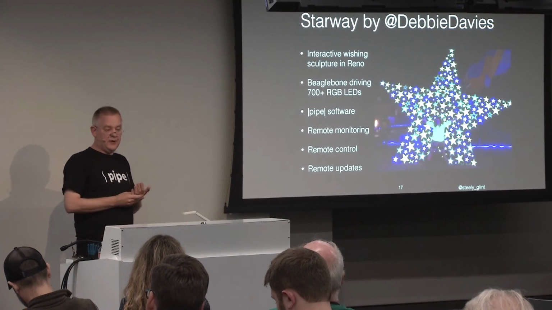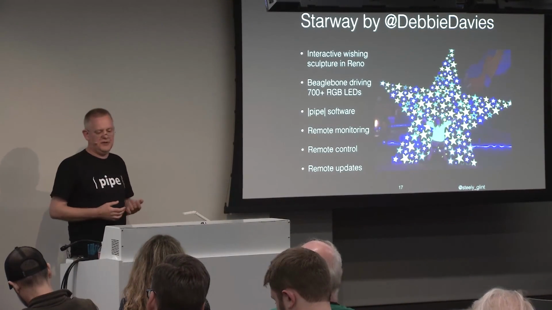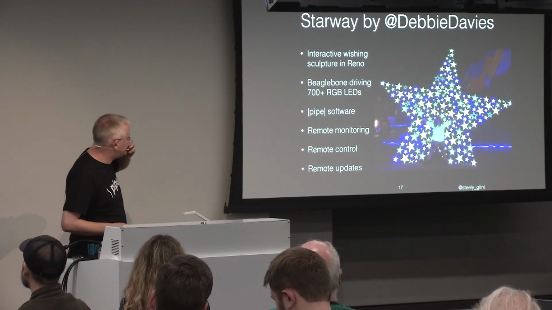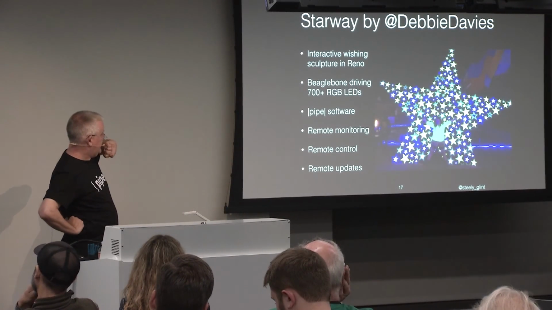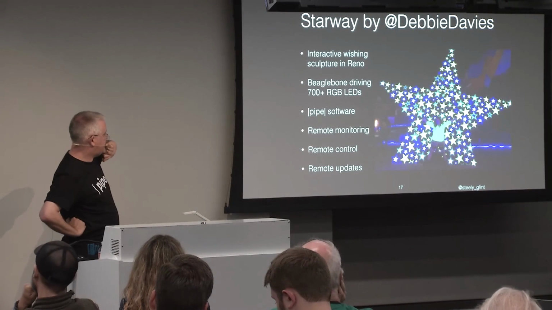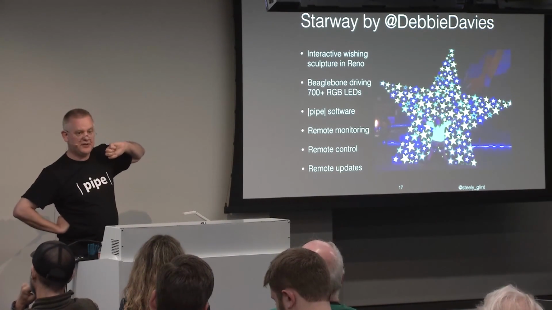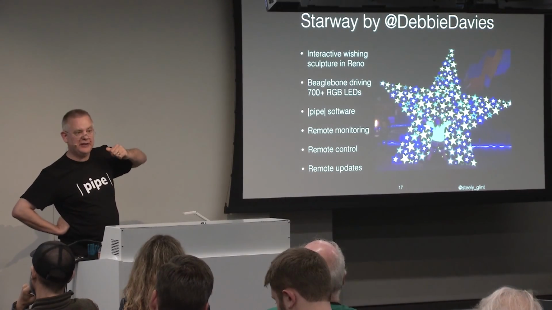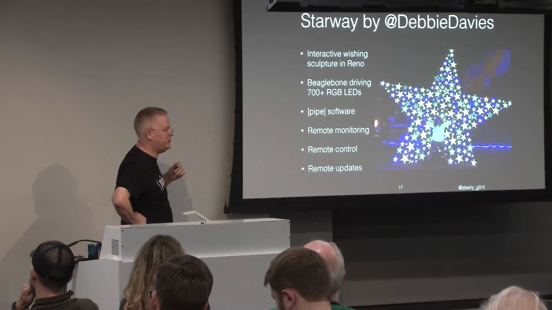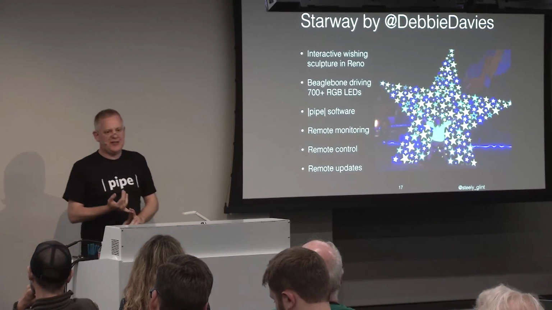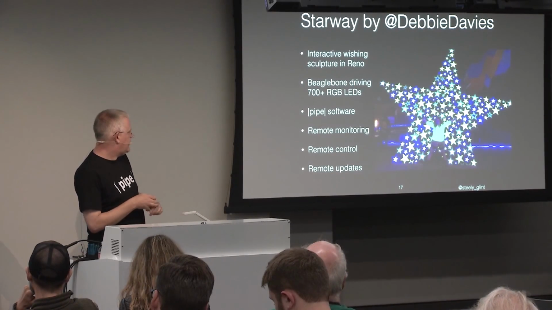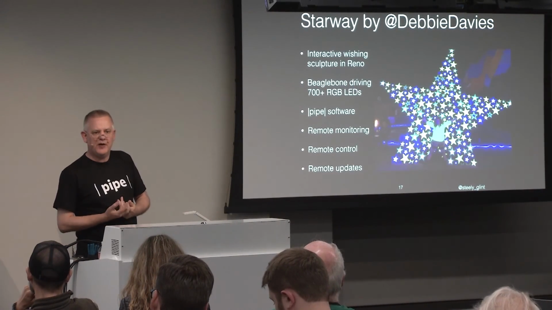Okay. So that's all kind of cute, but it's a little bit small, right? So this thing is a sculpture by a friend of mine, Debbie Davis. It's a 15-foot star with 700 LEDs in it, which are all individually controllable by a BeagleBone. And we put the Pipe WebRTC software in it, mostly because you can. But actually, practically, it was kind of interesting because it gets to do remote monitoring, right? I can monitor that thing from my home. I don't have to trudge out to Reno to find out how it's getting on.